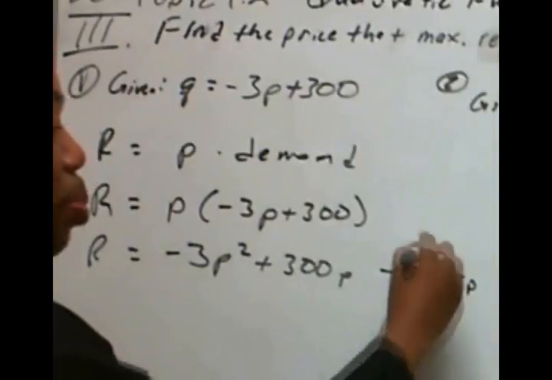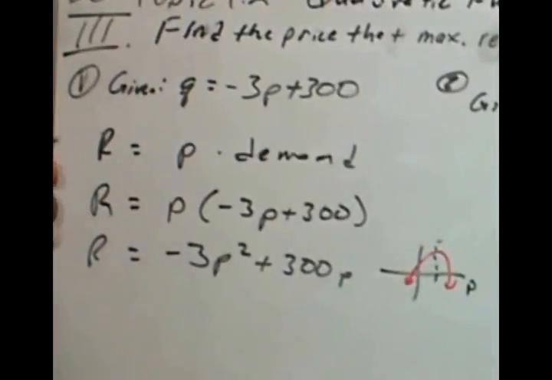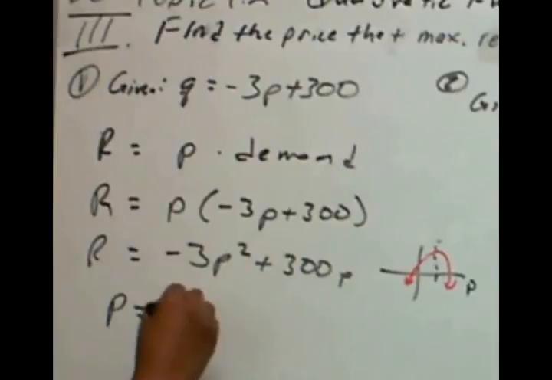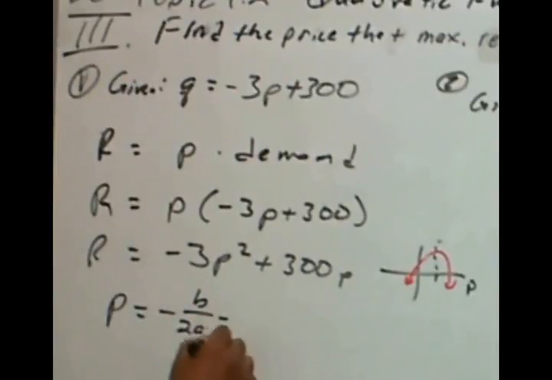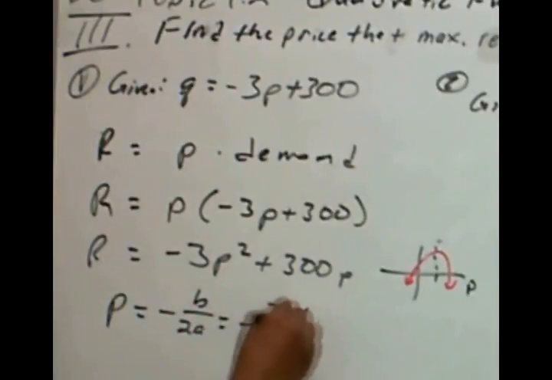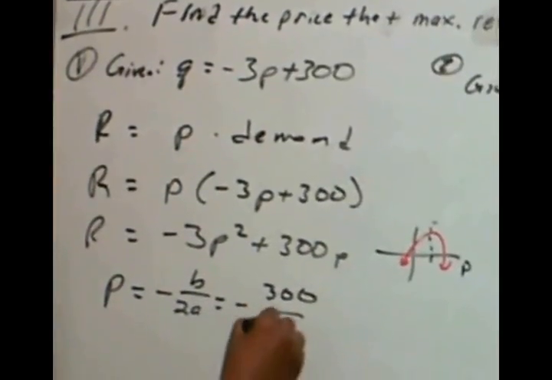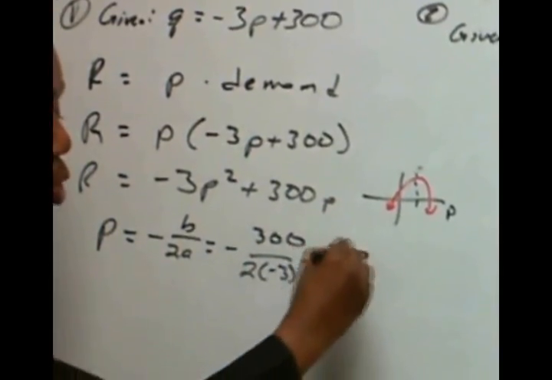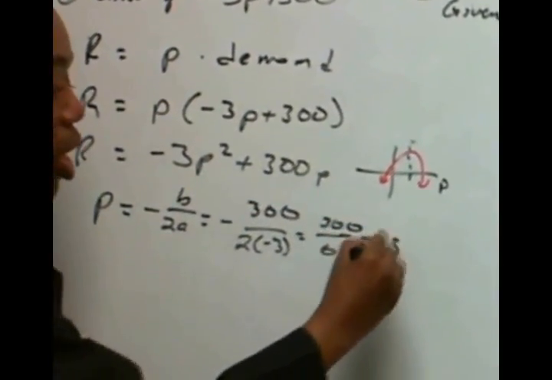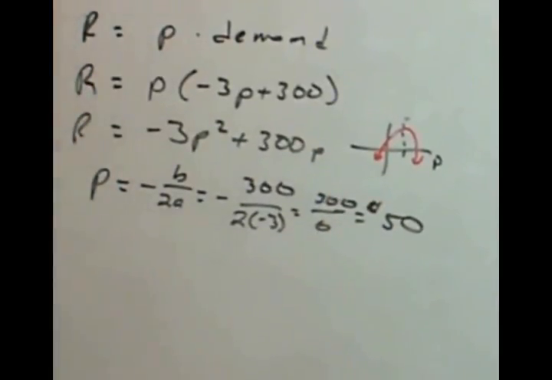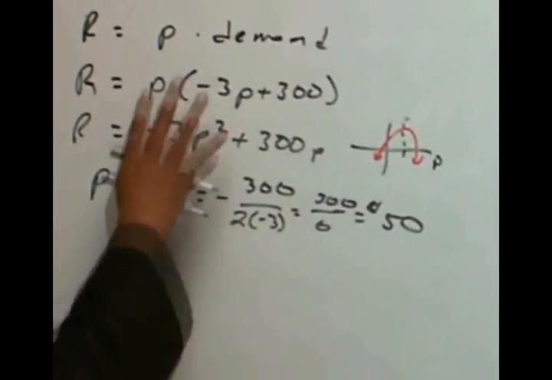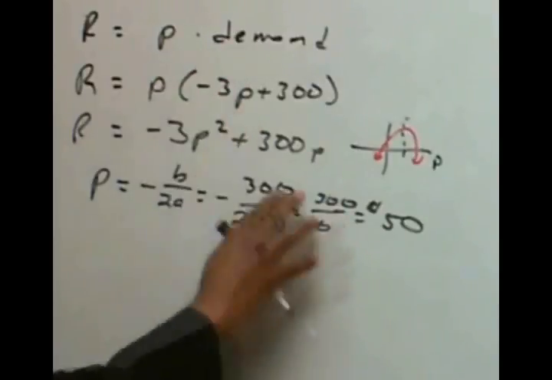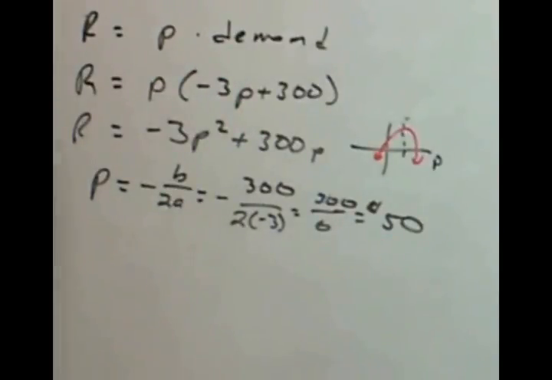To find the max price, I need the axis of symmetry formula. So that'll be P equals the opposite of B all over 2A, which in our case will be negative 300 all over 2 times negative 3, which will be, the negatives will cancel and we'll get 300 over 6. And so the price that will maximize the revenue is $50. So I need to charge $50.